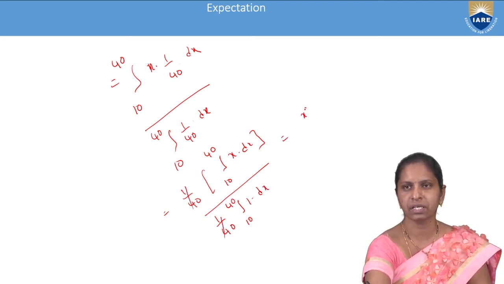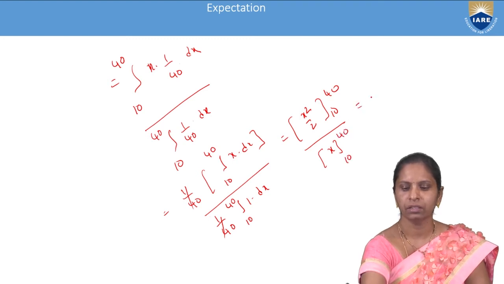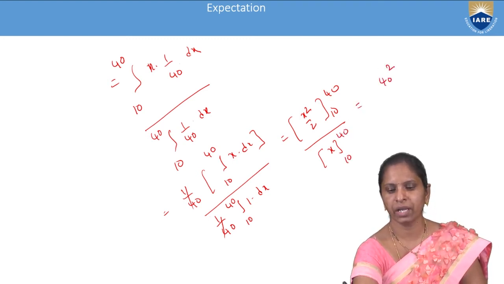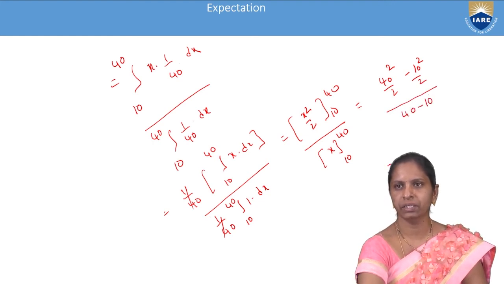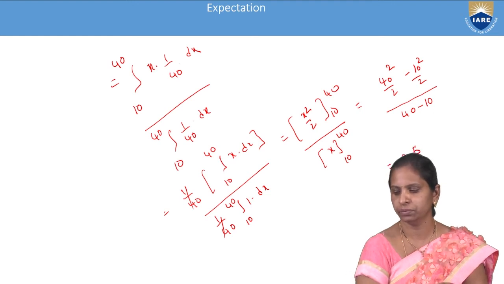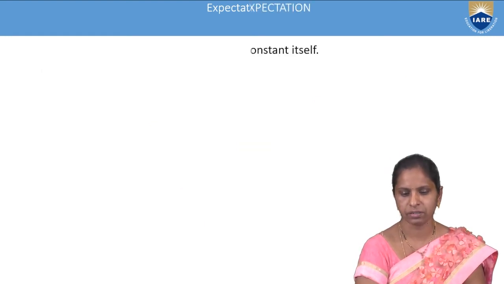The integration of x is x square by 2 with limits 10 to 40, and the integration of 1 with respect to x is x. So substituting the upper and lower limits, 40 square by 2 minus 10 square by 2, divided by 40 minus 10. If I simplify this, I get the answer 25. Like that, I can calculate the conditional expectation of a random variable x.